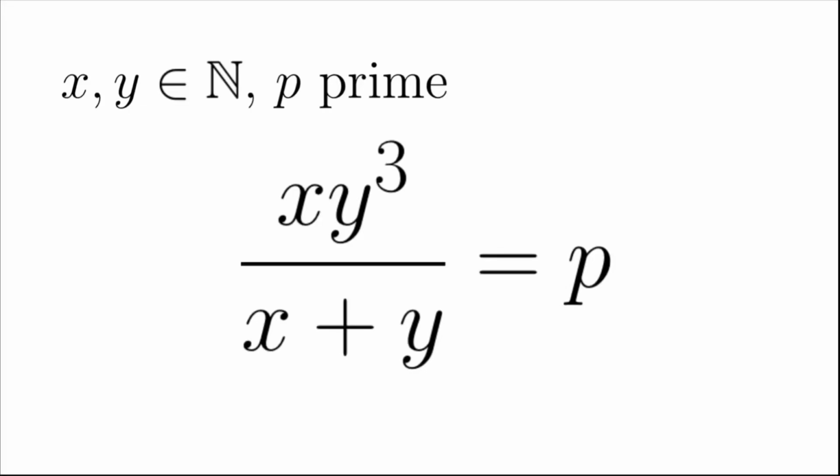In this video, we are going to find all positive integers x and y, and prime numbers p, such that xy cubed all divided by x plus y equals p.